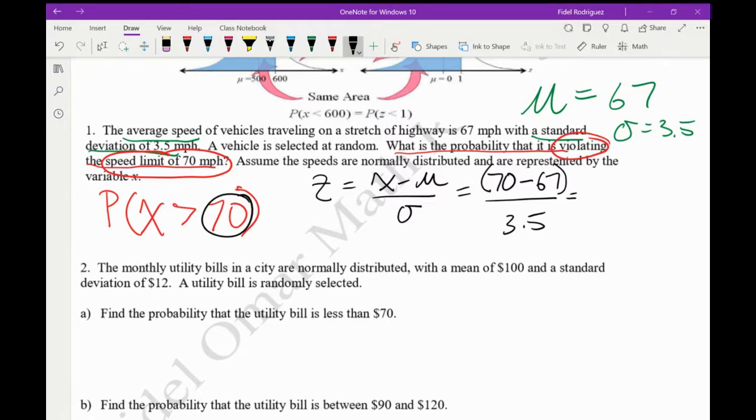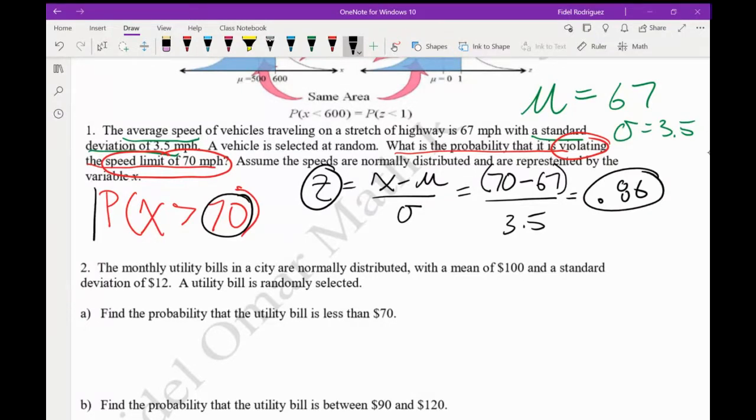So I'm going to go 70 minus 67 in parentheses divided by 3.5. And for these, I'm coming up with like 0.8571. I'm coming up with a whole bunch of numbers. For the z value, I'm always going to go with 2 decimal places. So I'm going to write 0.86.